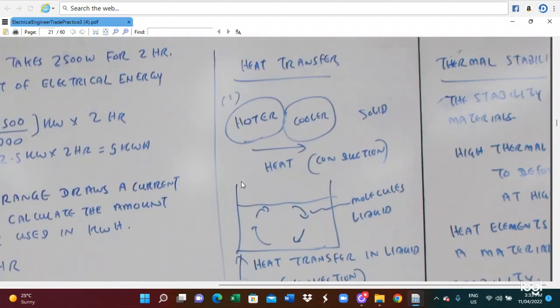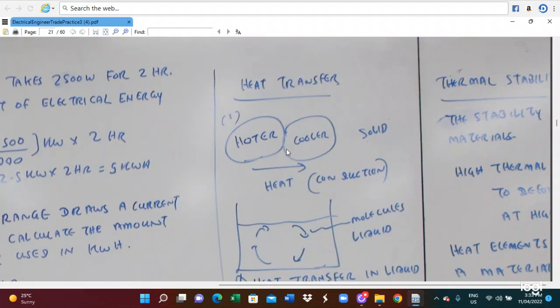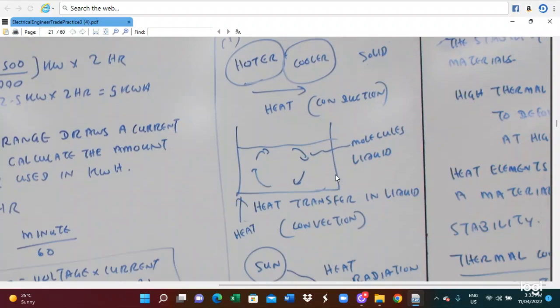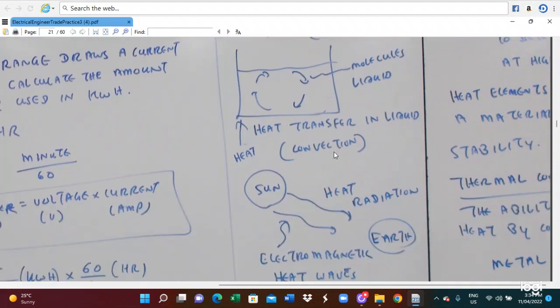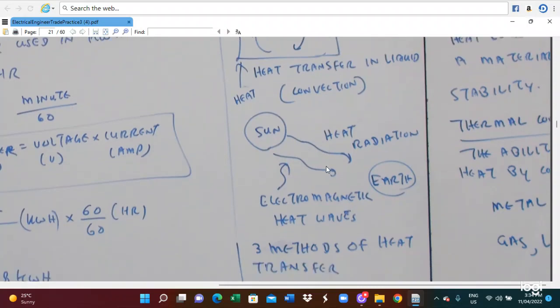So the heat transfer: when a hotter element and a cooler element are touching, heat will transfer from the hotter to the cooler. This is in a solid, so this is the conduction method. And the convection method is for liquids. When you heat, the particles will move up, and then they will also move down. So this is the way of circulating. The molecules in the liquid will be circulating like this. So this is the heat transferring in the liquid. This is convection.